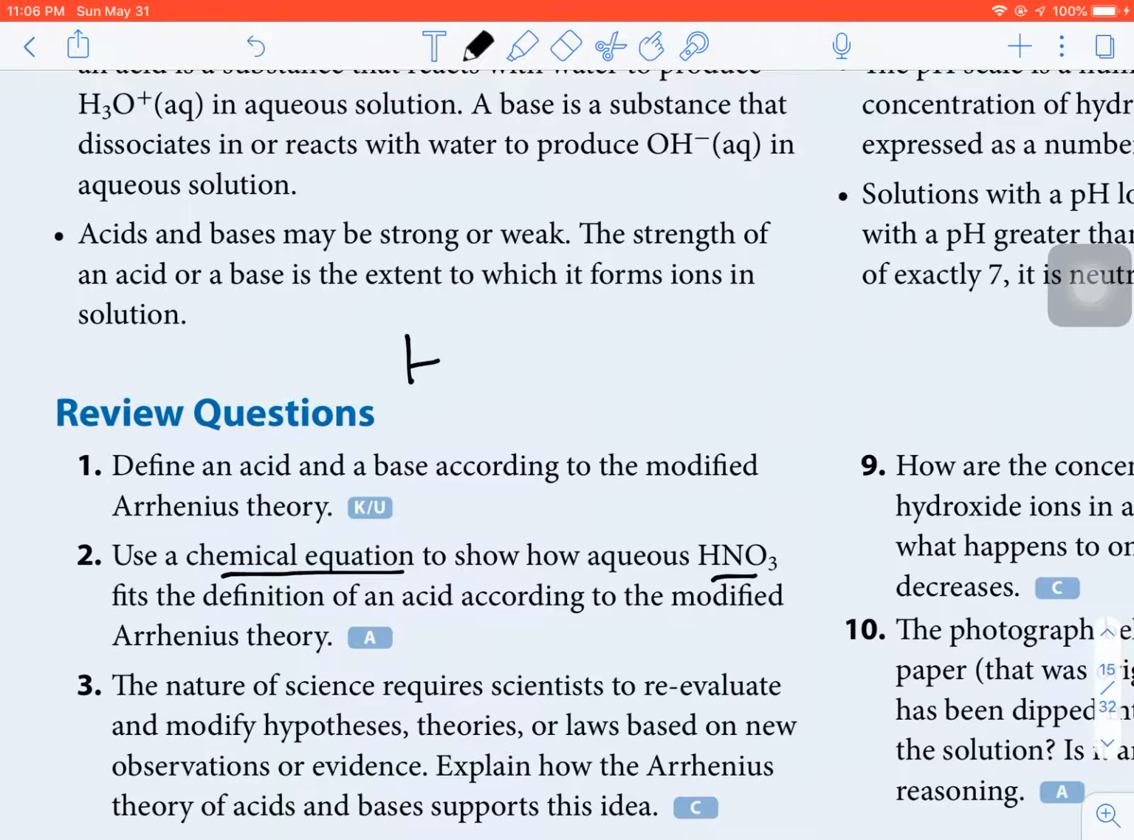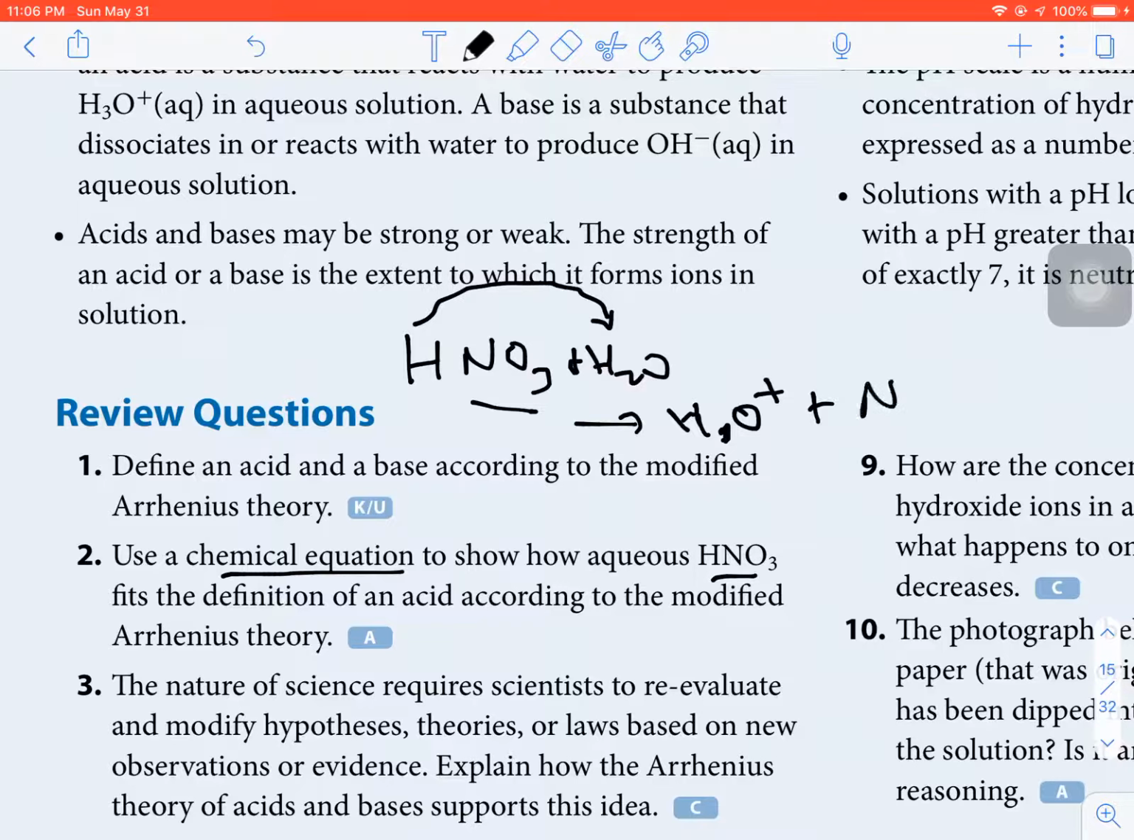So if I take my hydrogen nitrate and put it in water, my products will be: the H plus here will join the water to make a hydronium ion, H3O plus, and it will leave behind the NO3 minus. So the hydrogen nitrate separated into a hydrogen ion and a nitrate ion, but the hydrogen ion doesn't work on its own. It will see a water and bind to the water to make H3O plus. So there's the chemical equation that shows how nitric acid, or hydrogen nitrate, will react with water to make hydronium, H3O plus, which is our modified Arrhenius definition for an acid.